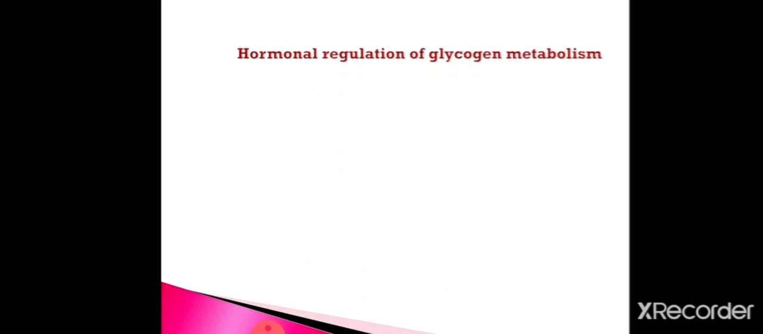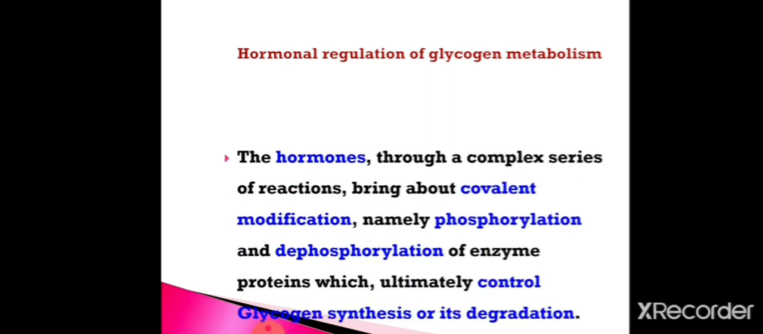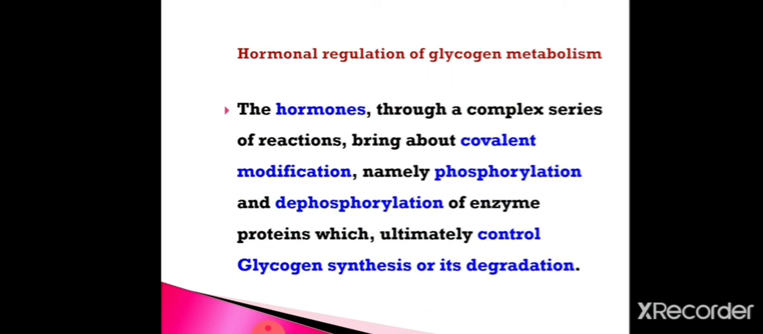Next one is the hormonal regulation of glycogen metabolism. So how do these hormones act? These hormones, through a complex series of reactions, will bring about covalent modification. What are the covalent modifications? Phosphorylation and dephosphorylation of enzymes, which will control glycogen synthesis or its degradation.